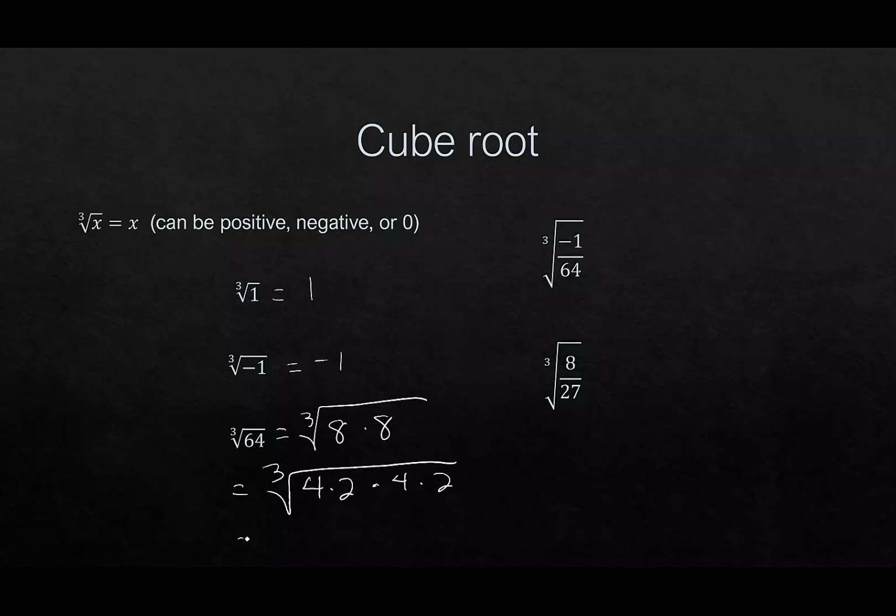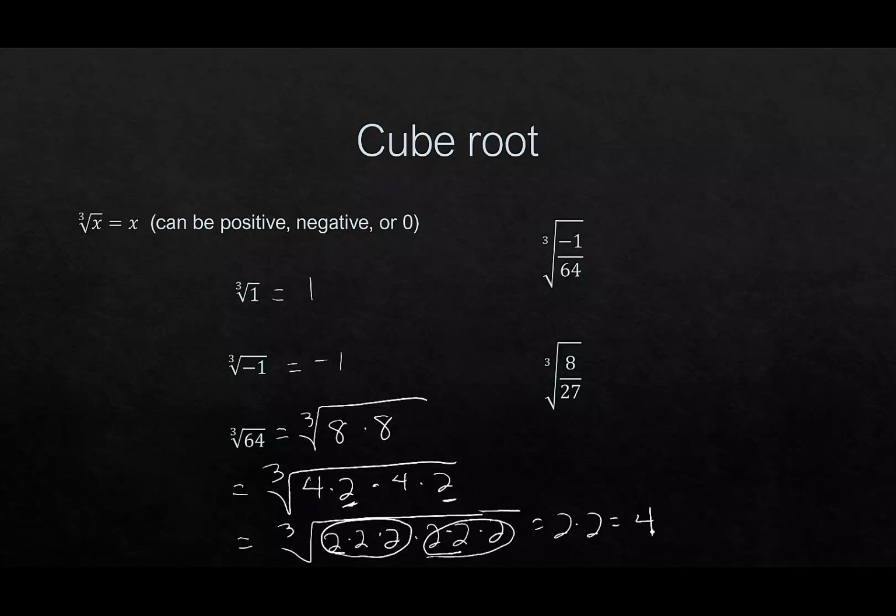But then let's go even farther, because we really are looking for sets of 3. So 4 is 2 times 2, and I still have my original 2. And then 4 again is 2 times 2, and then I have that trailing 2. Now when I look at groups of 3, I have 3 2's followed by 3 2's, which tells me 2 times 2 is 4. So the cube root of 64 is 4.